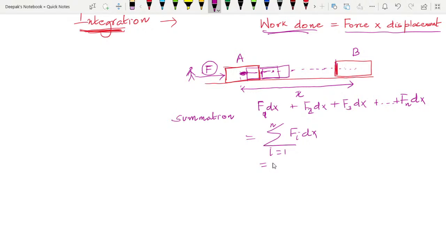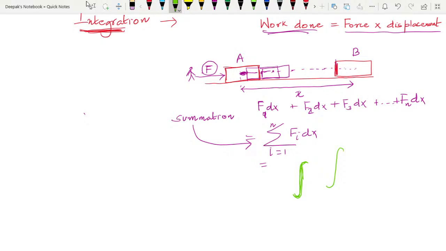For summation there is a problem that you cannot take very small values. Suppose the values that dx takes are very, very small. In that case summation will be very difficult. So for that we replace the summation symbol with this symbol. Okay, this is the symbol of integration. Understand? Symbol of integration, this way.